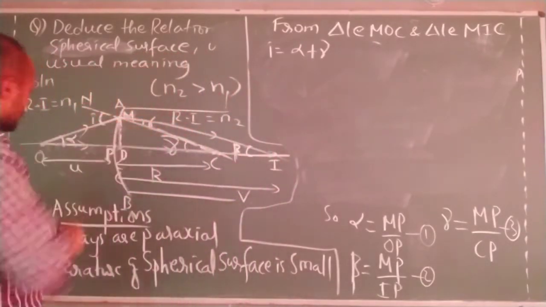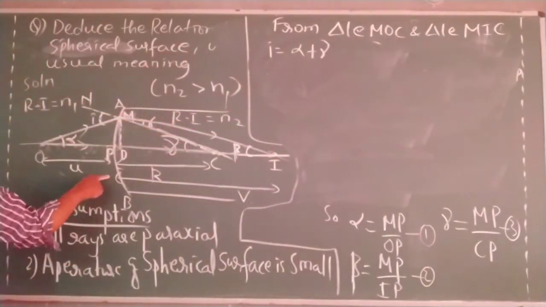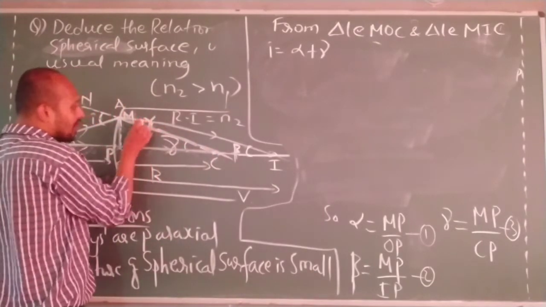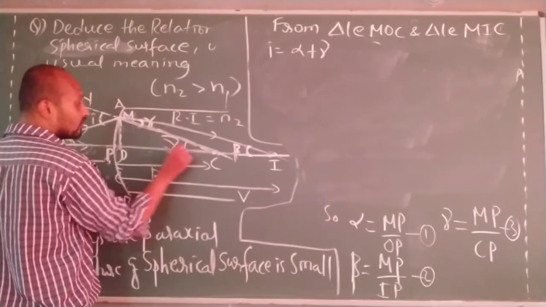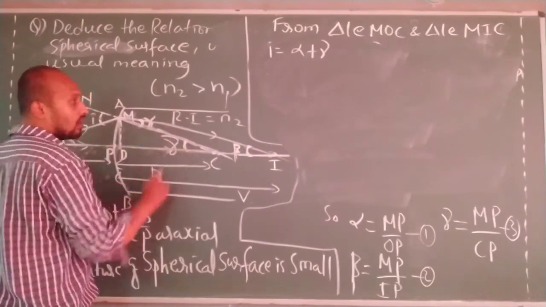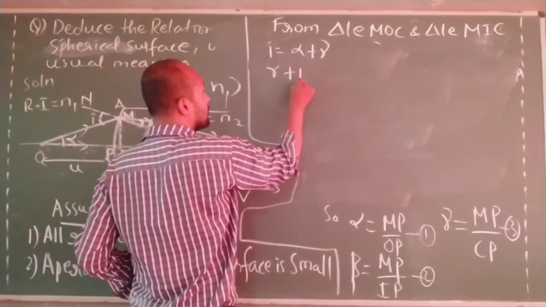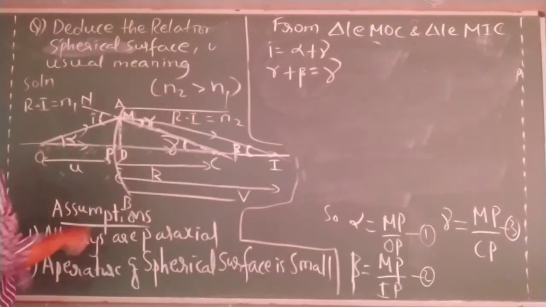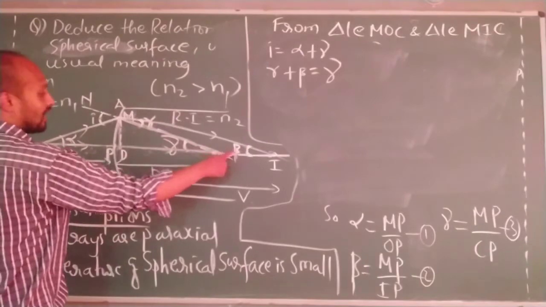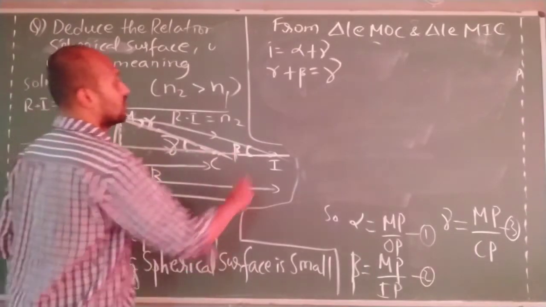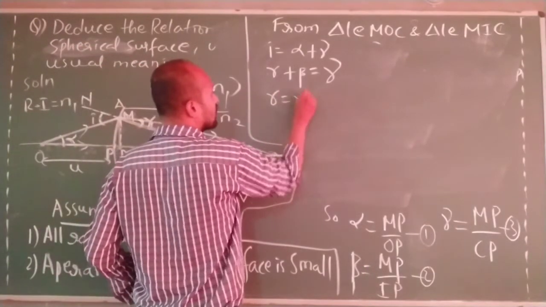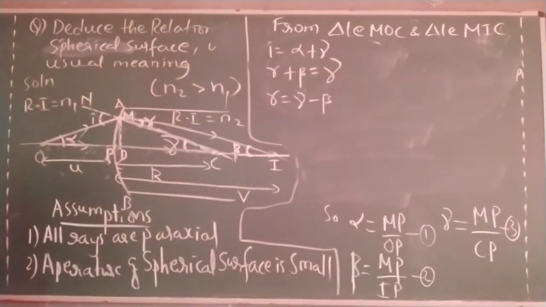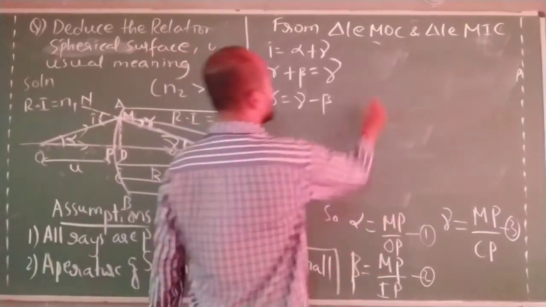Second equation. If you look at this triangle, the sum of two interior angles will be equal to the exterior angle. So R plus beta will be equal to gamma. Are you getting that? So R is equal to gamma minus beta.